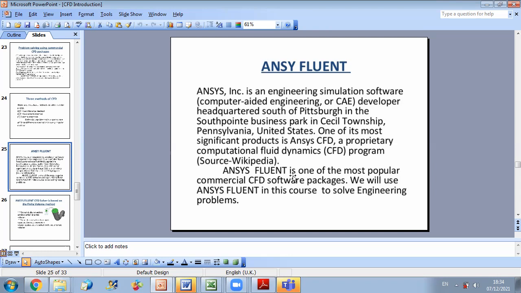So this will allow you for continuous changes, because if you have an application that is not directly present in the package, coding will allow you to implement what you want. Okay, so this is a nice feature about it. And ANSYS Fluent is one of the most popular commercial CFD software packages, and we will use it in this course to solve engineering problems.